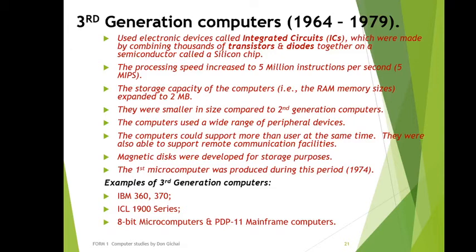The computers used a wide range of peripheral devices. Peripheral devices, we have agreed, are devices attached to the system unit like mouse, keyboard, and others. The computers could support more than one user at a time. They were also able to support remote communication facilities. Magnetic disks were developed for storage. Therefore, you can also see another innovation here, magnetic disks. Examples of that generation of computers are IBM 360, 370, ICL 1900 series, PDP, and Raven mainframes.